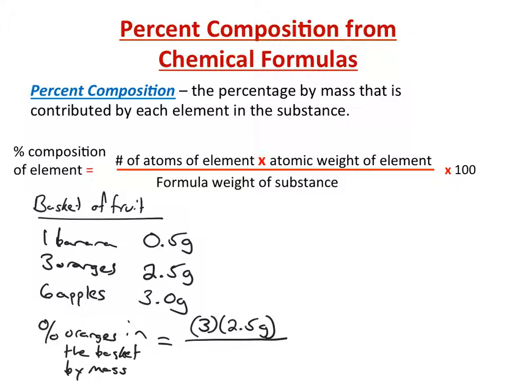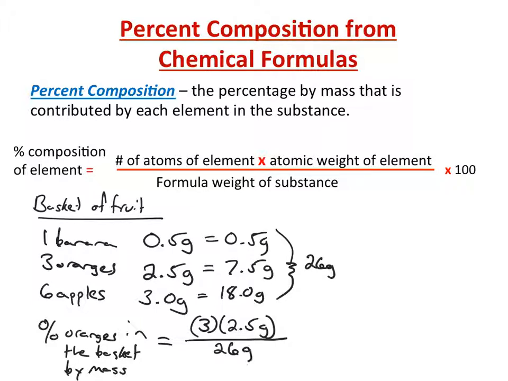Well, the total weight of the basket means that we have 1 banana at 0.5 grams. We have 3 oranges at 2.5 grams. And we have 6 apples at 3 grams, which is 18.0 grams. And then we could add all 3 of these up, right? And so that would give us a total of 26 grams. That is our total mass. Then we would just multiply that by 100, and we would solve and find that we get 28.8% of oranges in the basket by mass.